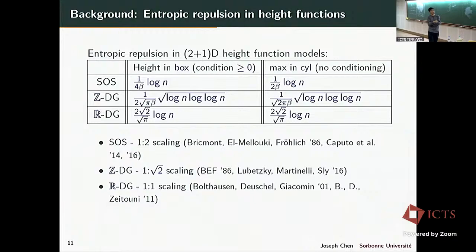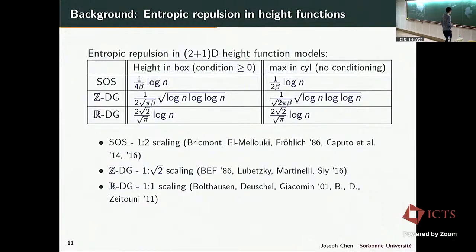And what's interesting to note is that there is a precise relationship between the typical height of this height function once you impose a floor. So here the floor is conditioning to be non-negative. And with the extrema when there's no conditioning. So here, you look at the maximum of these height functions when there's no conditioning, then there's a precise scaling relationship between the two. And what will be important for us is the SOS model, since this height function most closely approximates the 3D Ising model.